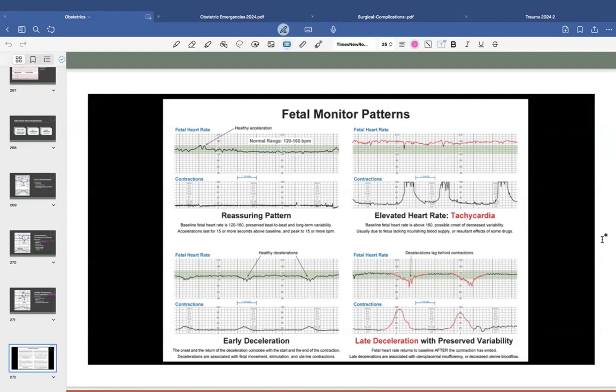Early deceleration: does that match the contraction or is it a little slow? It matches it. So you can see the contraction, you can see the dip. The deceleration and the contraction match, versus the late, where it's a little bit off. Either the contraction has already started and it peaks after the contraction has ended. Those are late. So those are some examples, just to be familiar with.